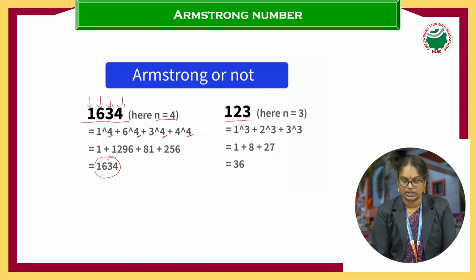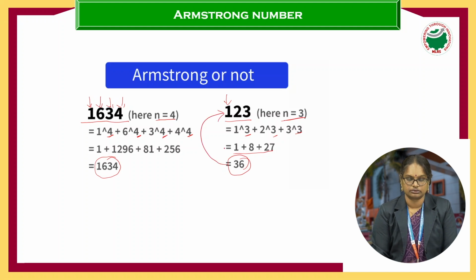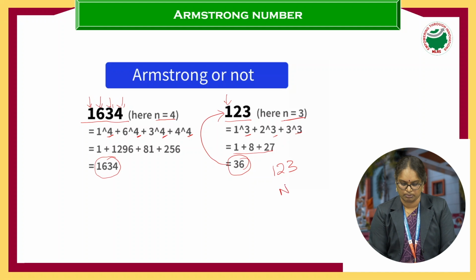Now see here, 123. 123 is the given number, but here the number of digits is 3. So n value is 3. I will do the power of each digit in this number with 3. Then I will add them. I got 36. Is 36 equal to the given number? No, that is why 123 is not an Armstrong number. Okay.